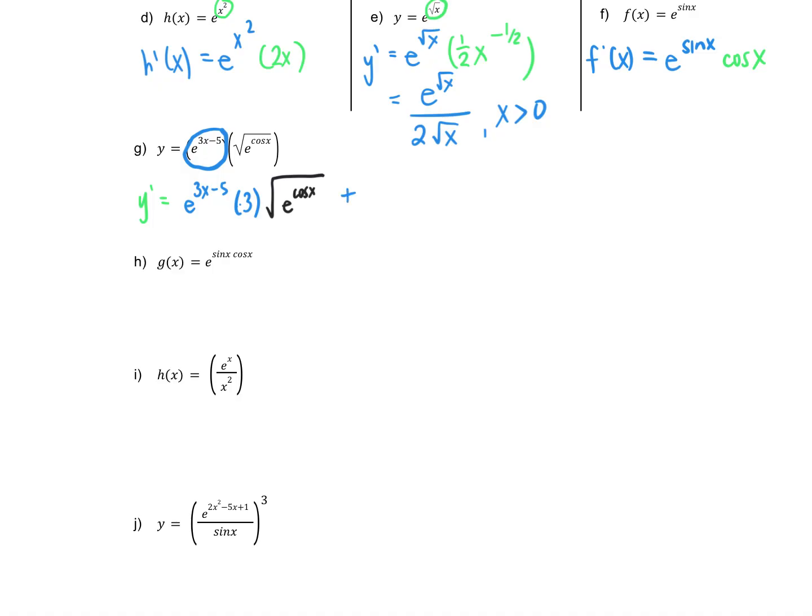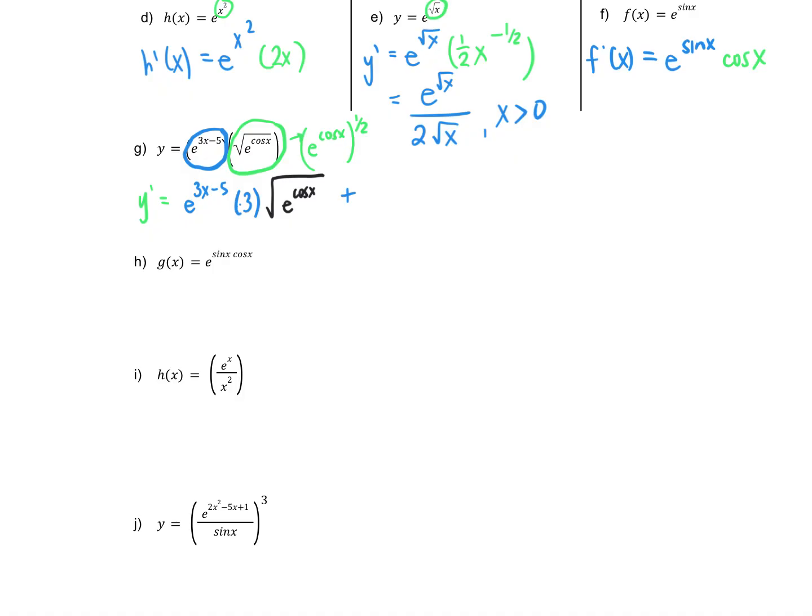Plus, now it's time to take the derivative of the second function, and then I'll multiply it by the first after. This one here is a bit of a chain rule within a chain rule. However, we can clean it up a little bit. This is e to the power of cos x, all to the power of a half. And whenever we have an exponent to the power of an exponent, I can just multiply.